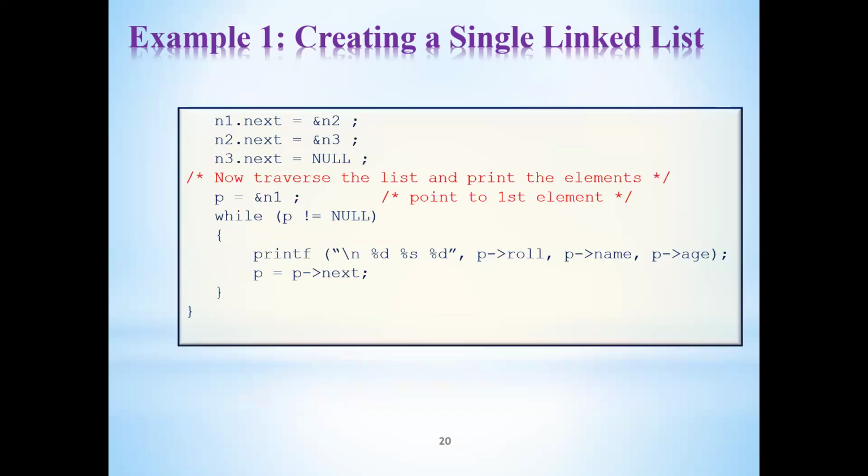After that, the pointer variable n1.next. What is n1.next? It is a pointer variable that contains the address of the second node. So how do we get the address of the second node? With the help of the ampersand symbol, you can get it.